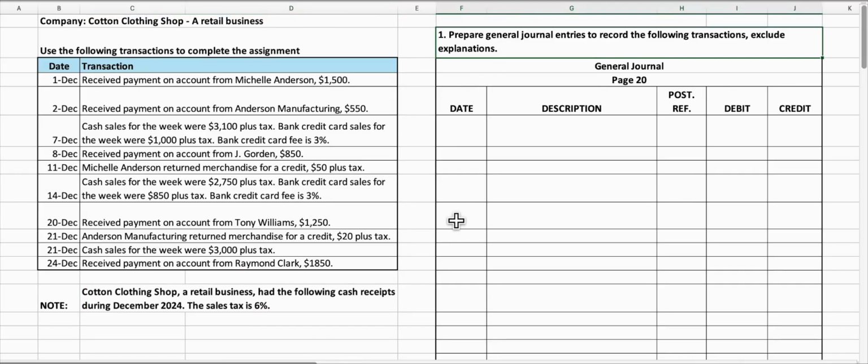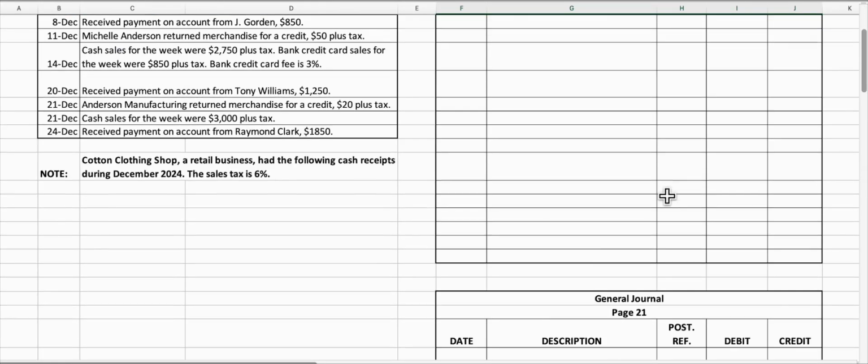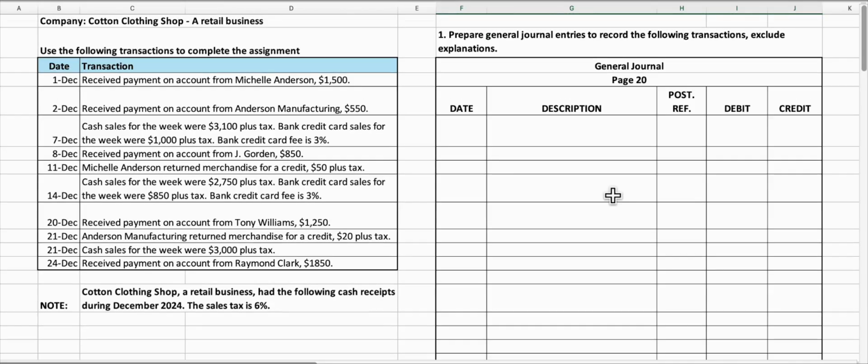All right, so you're going to go ahead and prepare general journal entries. Some people call these the cash sales journal. For this exercise, we're just going to call it a general journal. Some of the transactions will be on page 20 and some will be on page 21. Okay, let's get to the first entry.